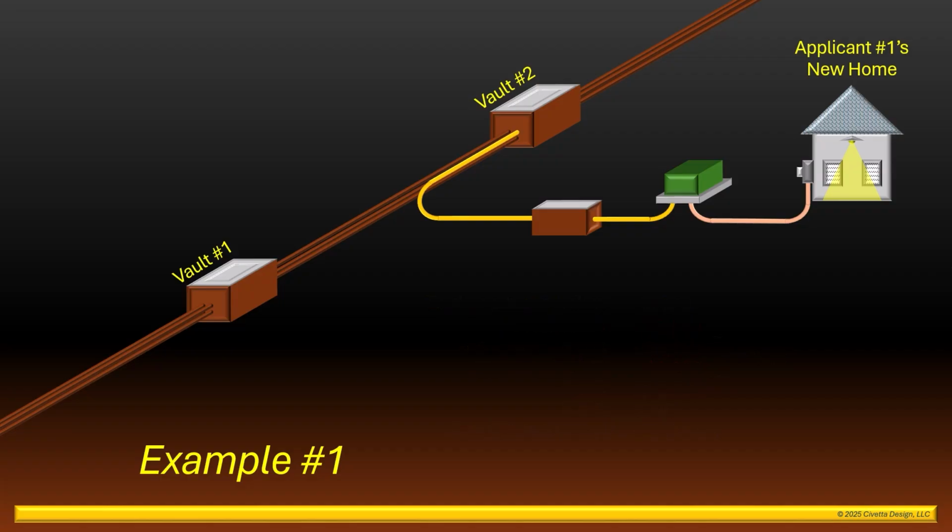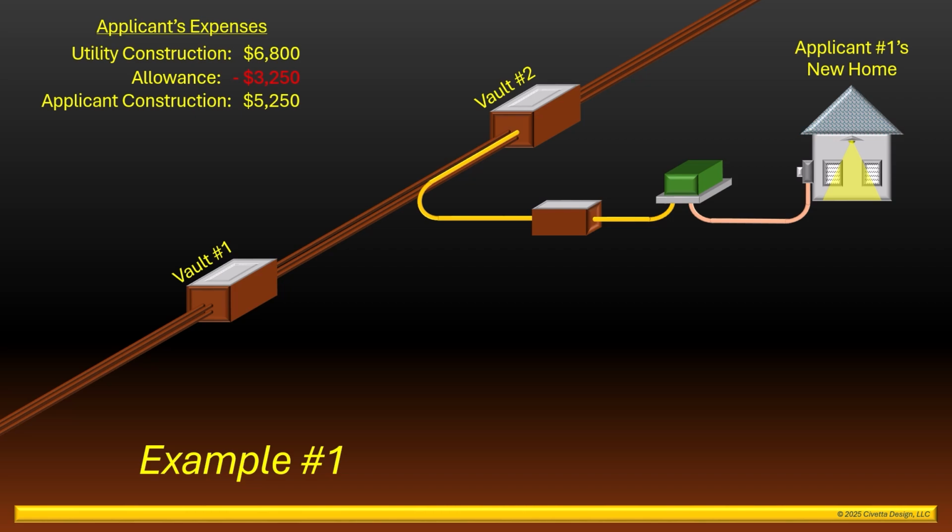Let's take a look at this again. The applicant's total expense for the new service includes the cost of the construction performed by the utility, $6,800. The utility granted a construction allowance of $3,250. The applicant's construction cost, $5,250, minus the value of the substructures for which the utility took ownership. In this case, $1,200. The applicant hired an engineering firm to produce the construction plans at a cost of $3,500.